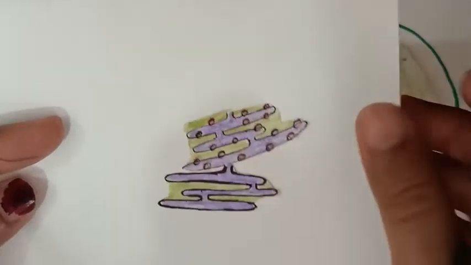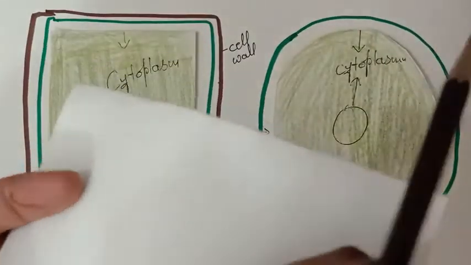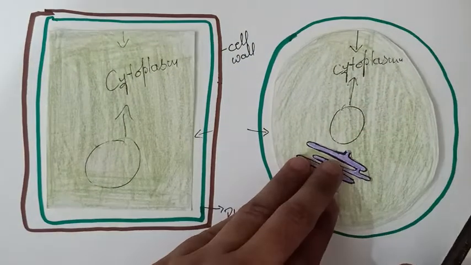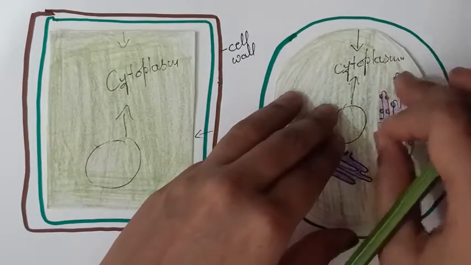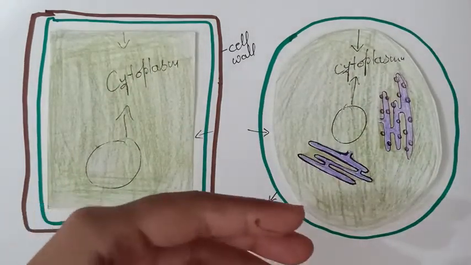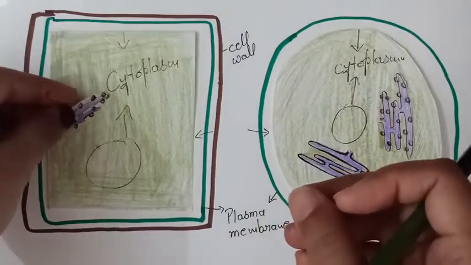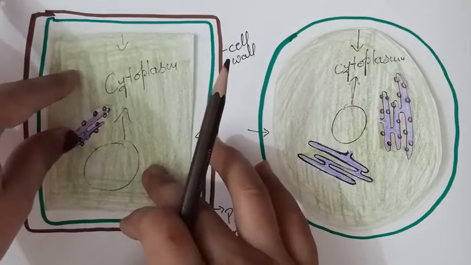So how are they arranged in the cell? In a particular cell, it could be rough endoplasmic reticulum or smooth endoplasmic reticulum.